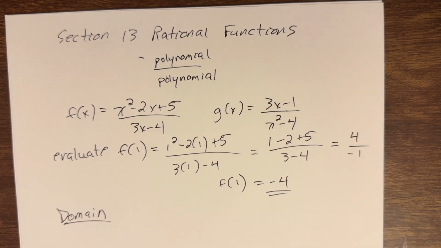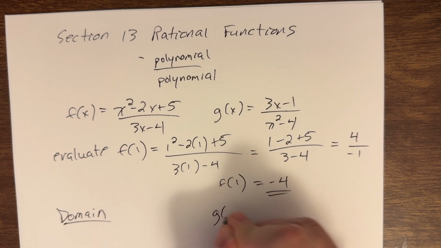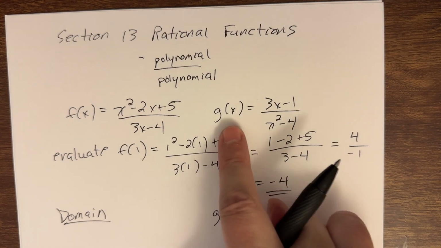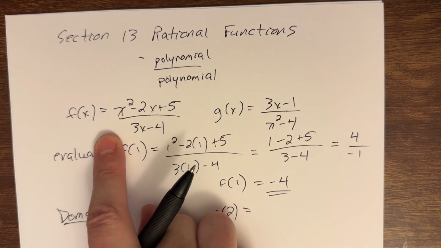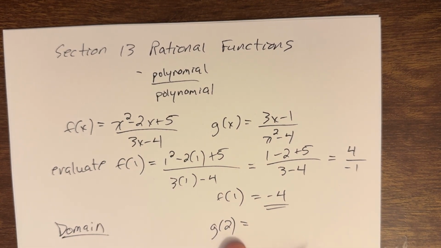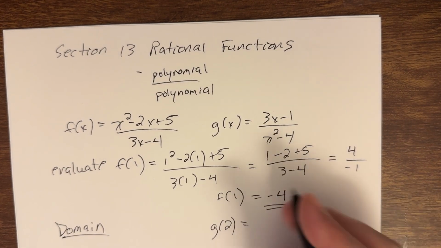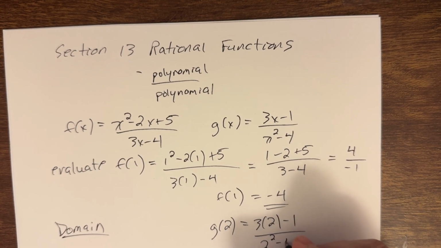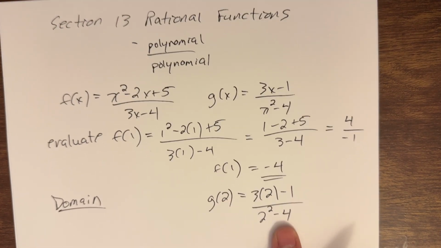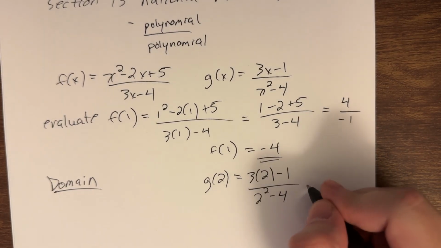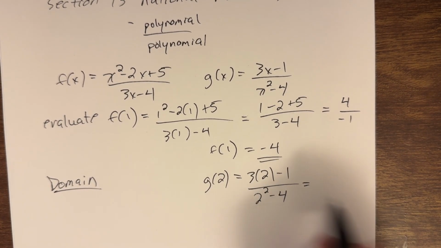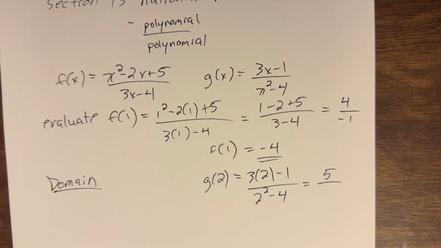Let's go to the second one and see it. I ask you to find g of 2. So the g is pointing me to use this equation, not this one. G of 2, I gave you x is 2. And initially it doesn't seem so bad. I start plugging in 3 times 2 minus 1. The denominator, 2 squared minus 4. I start doing some arithmetic. On top, I get 6. 3 times 2 is 6. 6 minus 1 is 5.